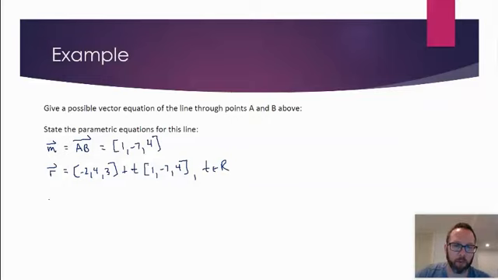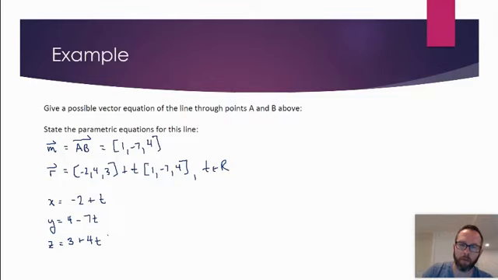Using this vector equation, the parametric equations will look like this: x is -2 plus 1t, y is 4 minus 7t, z is 3 plus 4t. And we have the vector and parametric equations for our line. So as you can see, it's very similar to R2. It's a natural extension.